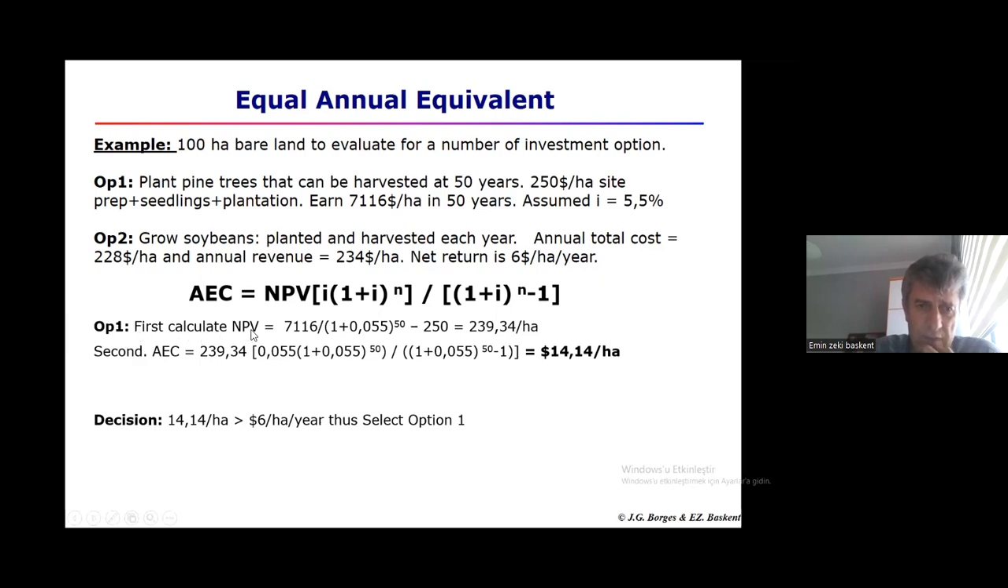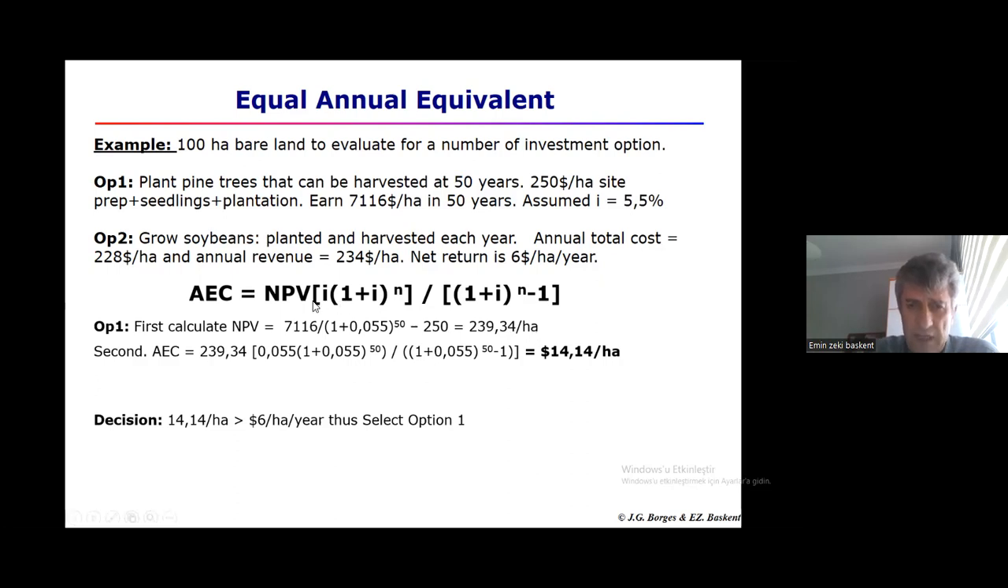For option one, first, we have the net present value. As you can see over here, we know how to calculate it: the total revenue, 7,116, divided by 1 plus the interest rate of 5.5% to the power of the rotation period, which is 50. And we have to subtract the initial cost of plantation, which is 250. That equals $239.34 per hectare.